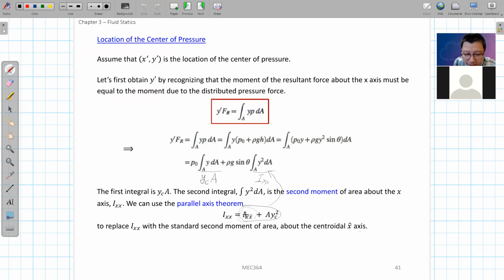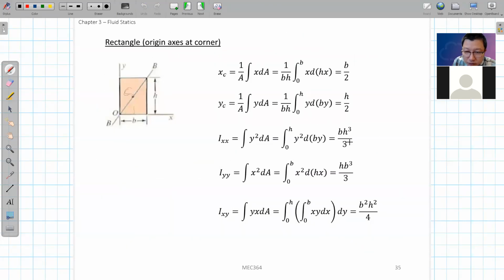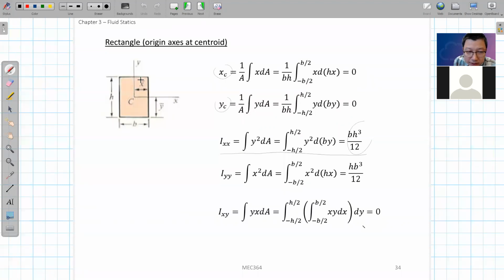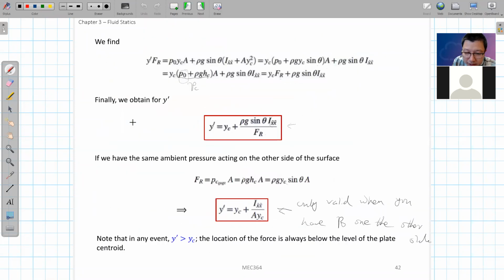The first moment can be related to the centroid coordinates. For the second one, we need to use the parallel axis theorem to convert the moment axis from the xy coordinate to the central coordinate, which means that the axis has to go across the centroid. Why? Because all the results we get from the literature are usually based on the axis across the centroid. With all these results, we put them in and get two correlations.